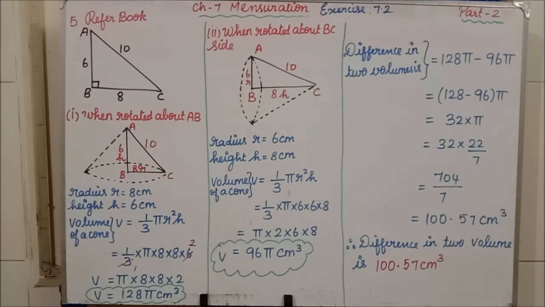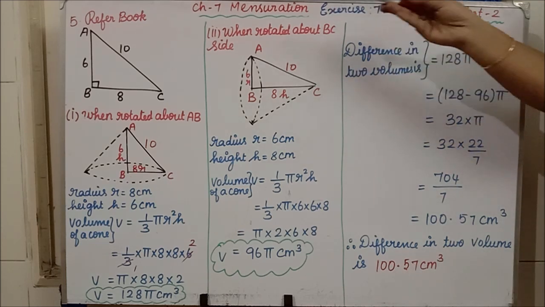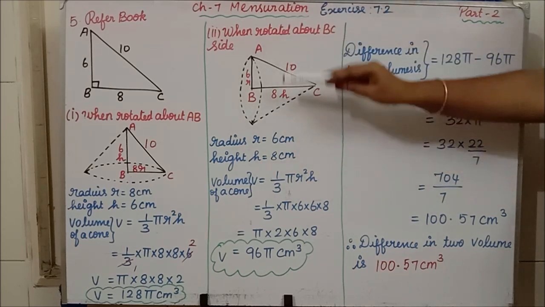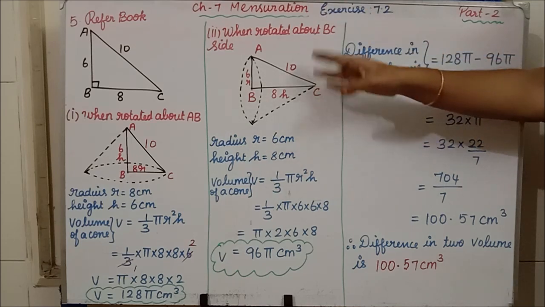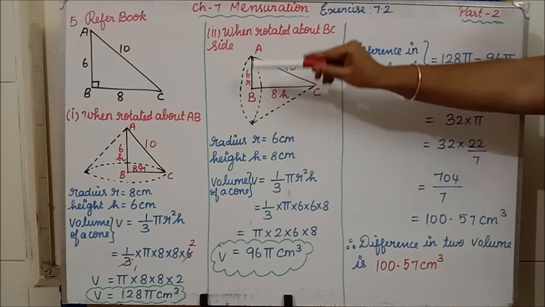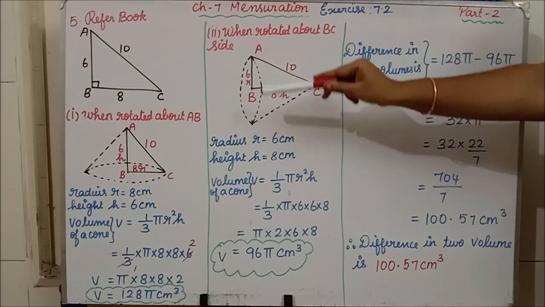The next side I am going to rotate is the BC side. Now this line I am going to rotate. So when I am rotating, I will get a cone on this side. Now observe the cone. Where is the circle? Where is the base of the cone? This is the base of the cone, isn't it? The base of the cone is a circle.